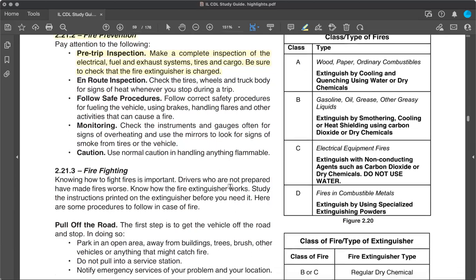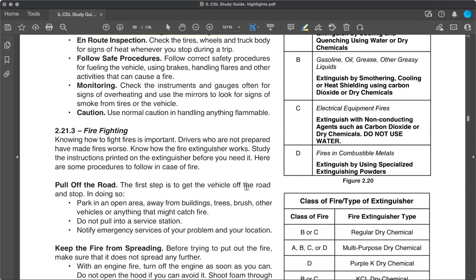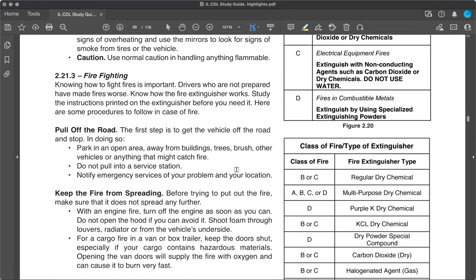Next, let's look at 2.21.3, firefighting. It's important to understand how to use a fire extinguisher. So just make note of these procedures that they talk about. The first is, in the paragraph, it says know how the fire extinguisher works, study the instructions printed on the fire extinguisher before you need it.